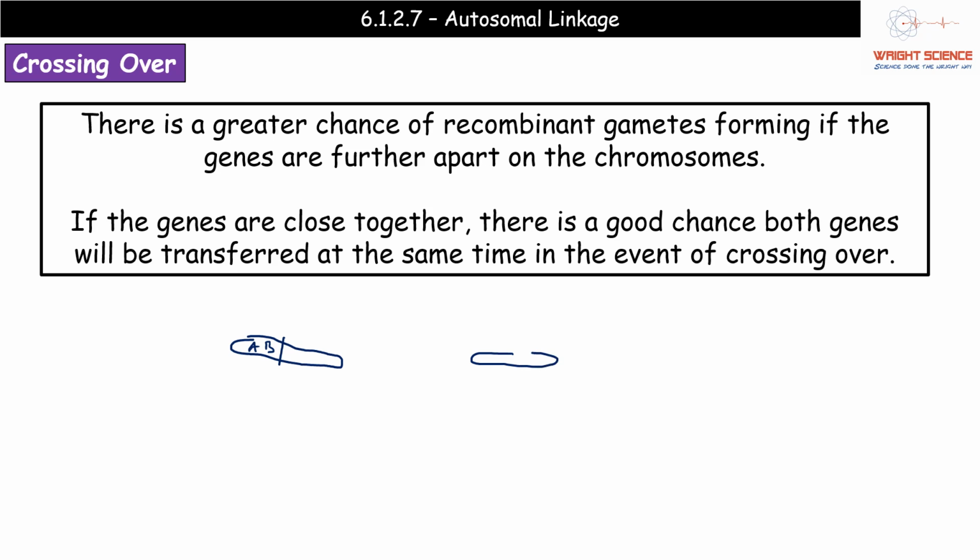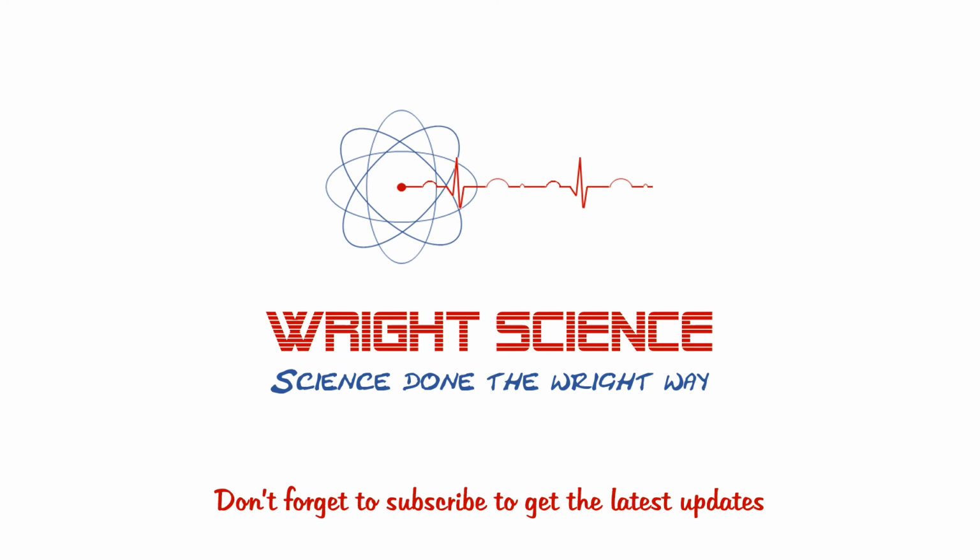Whereas if we've got our genes located at opposite ends of that chromatid, we'd only be swapping one of them at a time. So we get that reassortment, that shuffling. So basically, the closer together the genes are, the less likely they are to form recombinant gametes. The further apart they are, the more likely they are to form recombinant gametes.